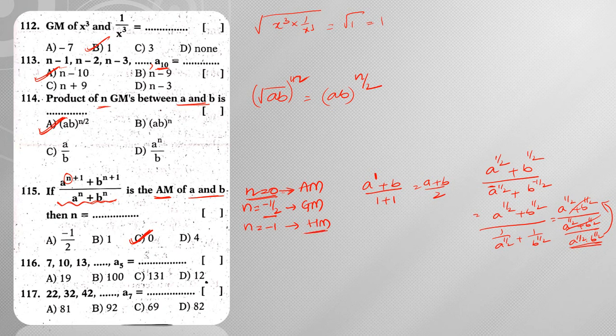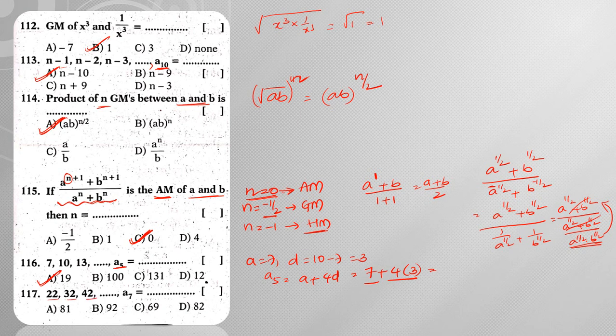Likewise for HM also. Next, 7, 10, 13 and so on. Then what is the value of the fifth term? Here clearly a is equal to 7 and d is equal to 10 minus 7, so 10 minus 7 is 3. Now what is he asking? a5. a5 is nothing but a plus 4d. So a is 7 plus 4 into d is 3. So 4 3s are 12. 12 plus 7, 19. Hence the answer is 19.